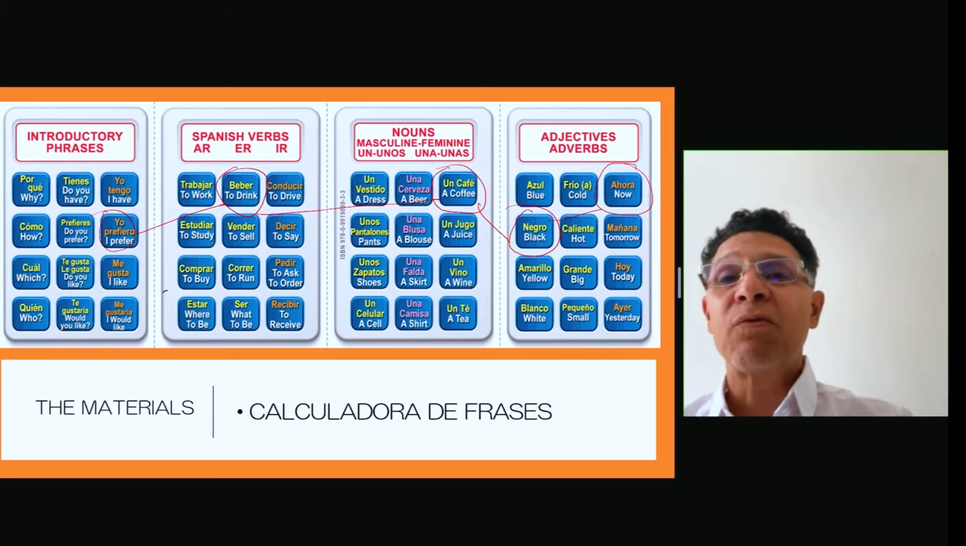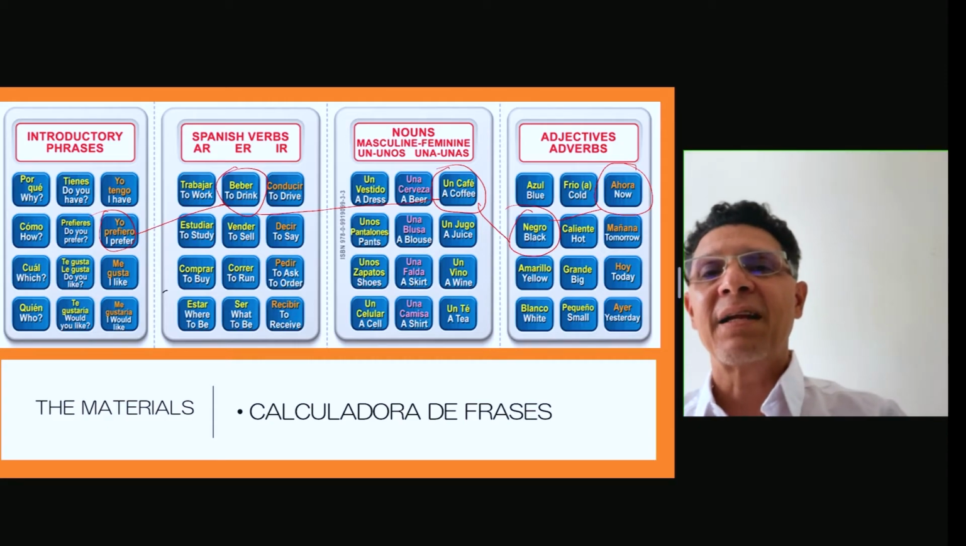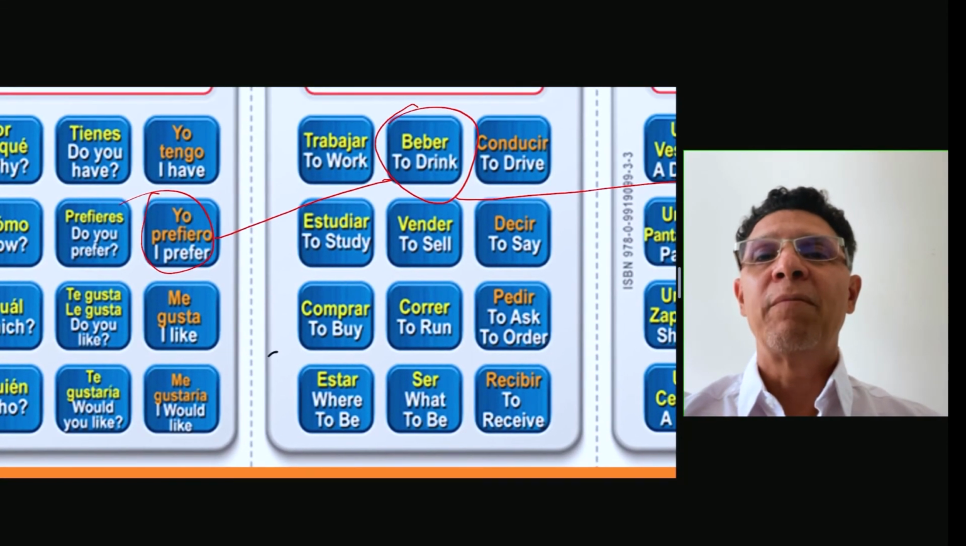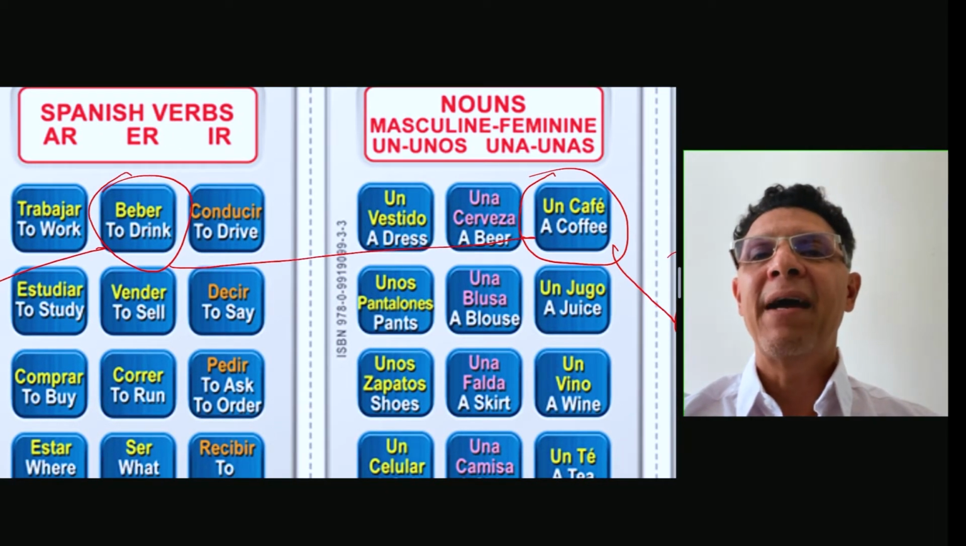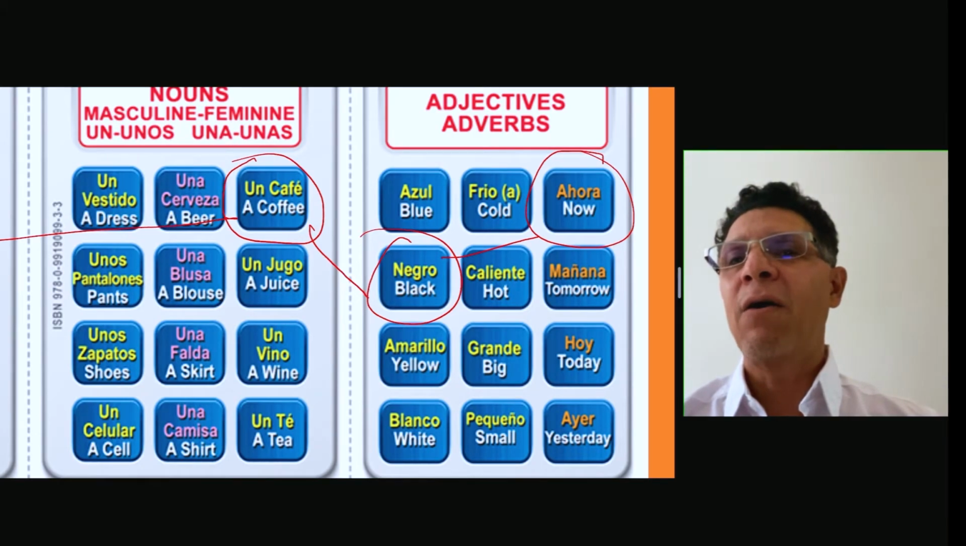So if you know how to read and pronounce it correctly, then you would be able to say these phrases by using your phrase calculator. Okay, so let me repeat it. Yo prefiero beber un café negro ahora.